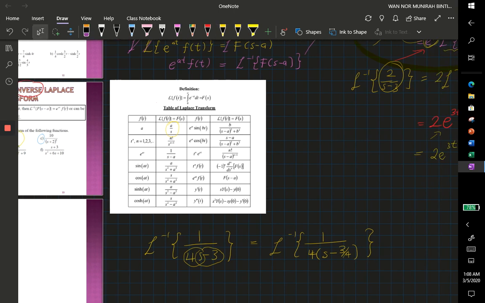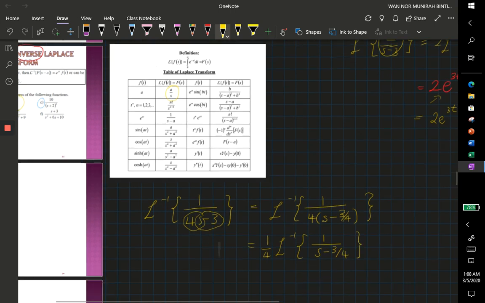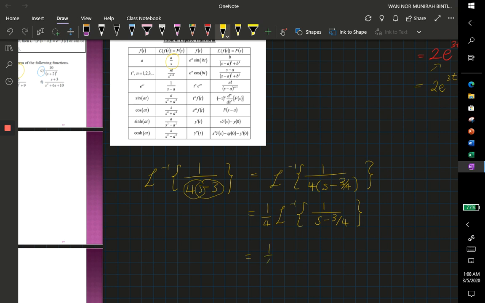So I know that this one is 1 over 4. I take 1 over 4 out from my Laplace inverse, so I have this one, 1 over s minus 3 over 4. By using the definition just now, 1 over 4 is 1 over 4 times Laplace inverse of 1 over s minus a. So I can conclude that my a is 3 over 4. So I just take out e^(at), then I erase my a. The remainder is Laplace inverse of 1 over s, which is 1. So I just have e^(3t/4). Simple, right?